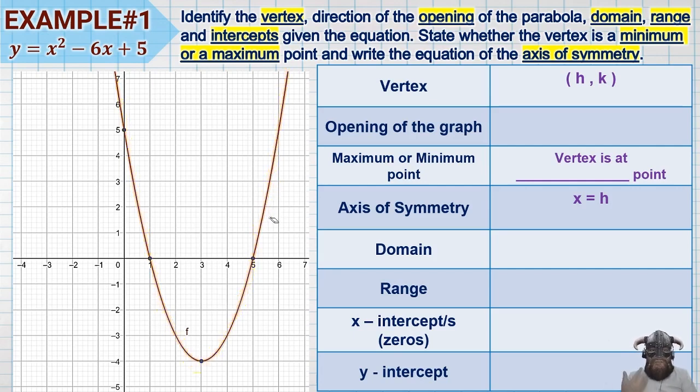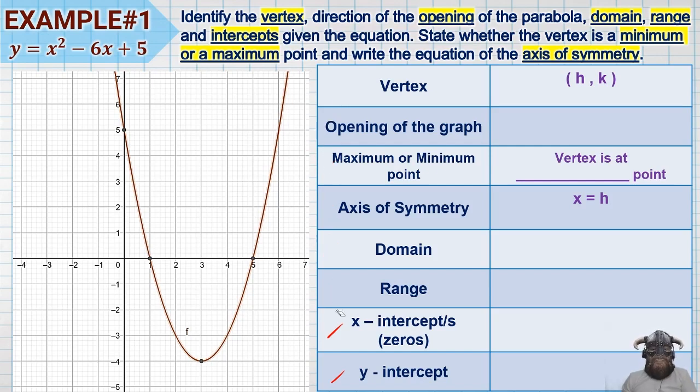So, on the instruction, it says identify the vertex, direction of the opening of the parabola or opening of the graph, the domain, the range, the x and y intercepts given the equation. State whether the vertex is a minimum or maximum point. Yan, so minimum ba siya or maximum? And also, you have to identify the axis of symmetry. So, sabay-sabay natin silang i-identify.